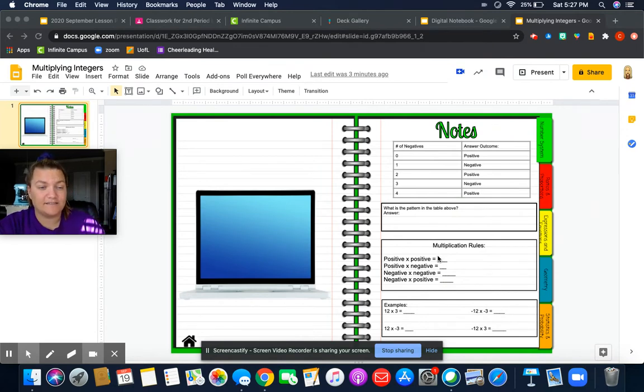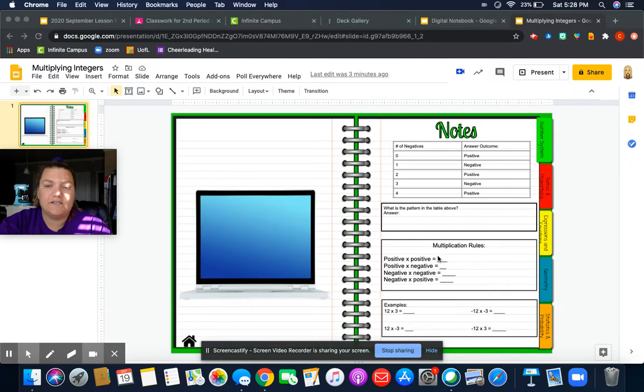So today's topic, we are going to talk about multiplying integers. So we all know the four operations. We've been dealing so far with a lot of addition and subtraction, and now we're going to get into multiplication, and division will shortly follow that.